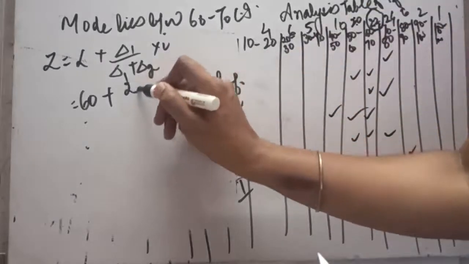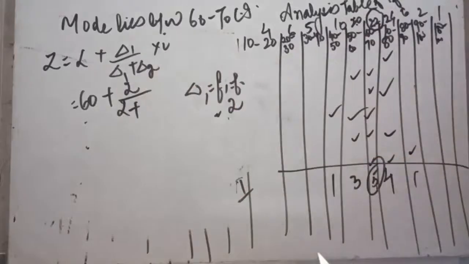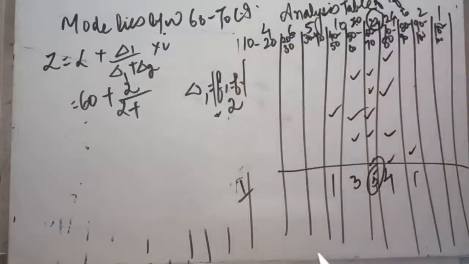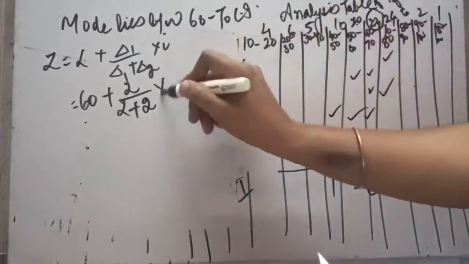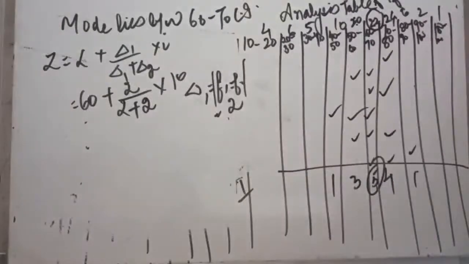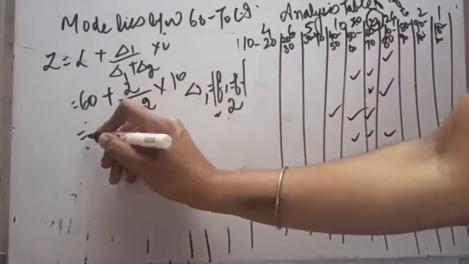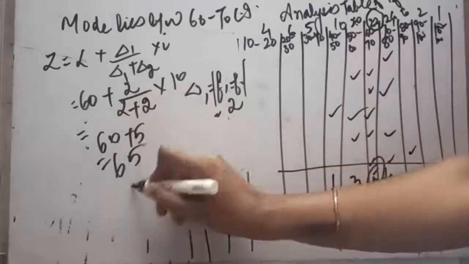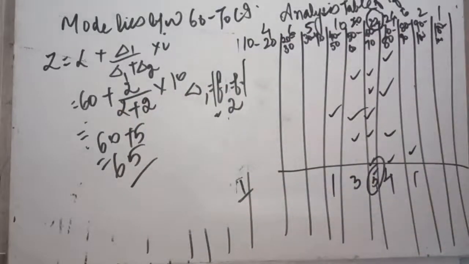So I can put here 2 divided by 2 plus delta 2, which is F1 minus F2. 22 minus 24, and as you have seen it is in modulus, it is minus 2, but here we will put it as positive, that is plus 2, into i. i is the difference between the class intervals, that is 10. So now we will solve this. It will be 60 plus 5. So our modal value comes out to be 65. So this is how the mode is calculated by the grouping method in discrete series and in continuous series.